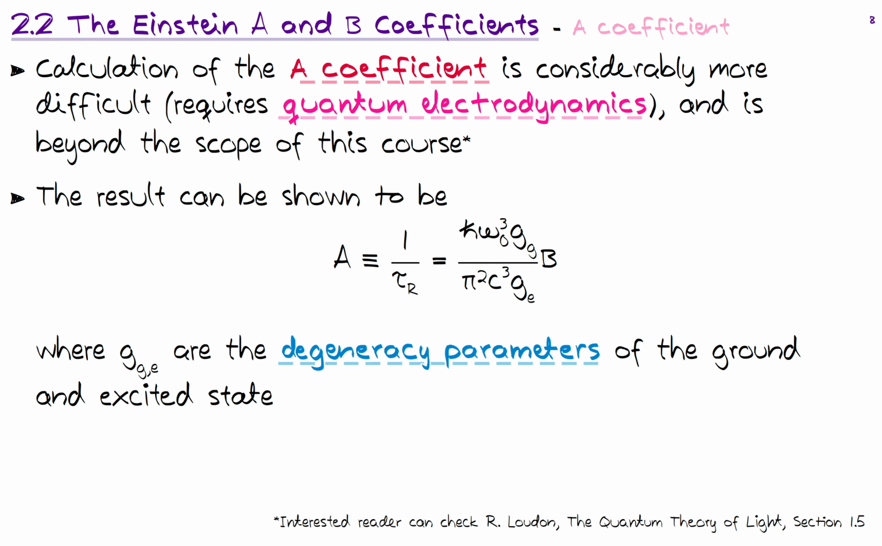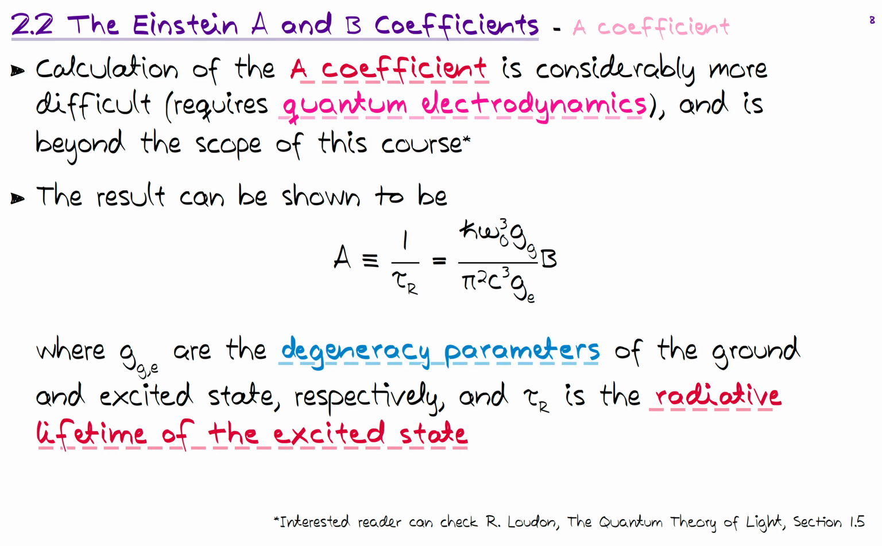So, like I said, these g parameters are the degeneracy parameters, and tau R is the radiative lifetime of the excited state. Essentially, that's a good way to understand the physical meaning of this Einstein's A coefficient. It's really the inverse of the radiative lifetime of the excited state, so essentially how quickly or how slowly the system relaxes.